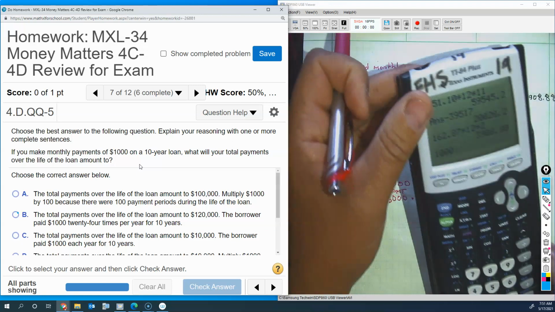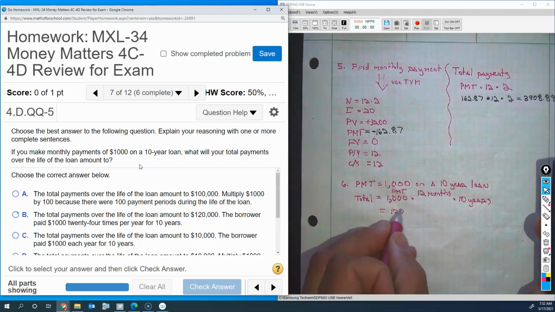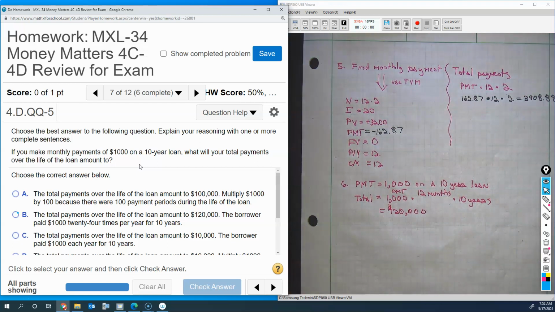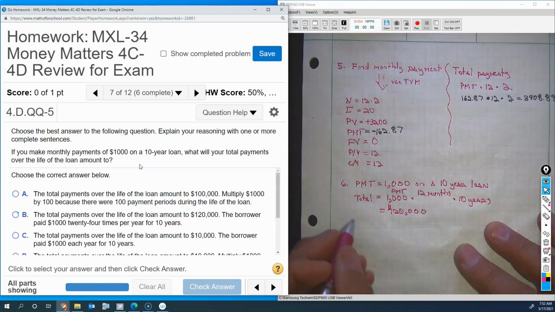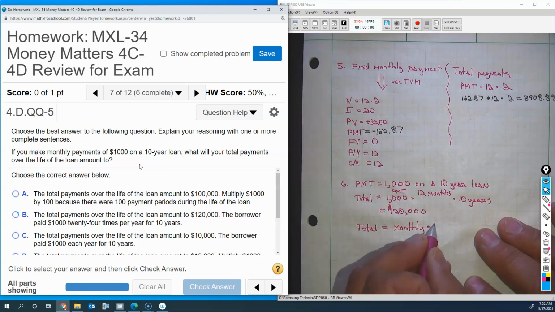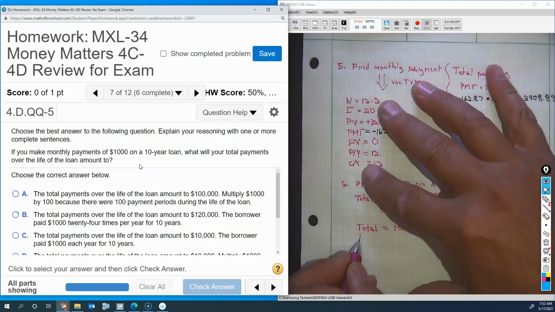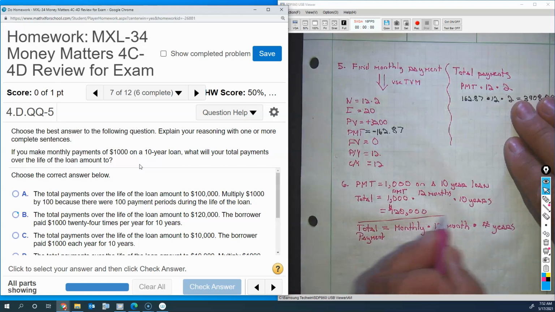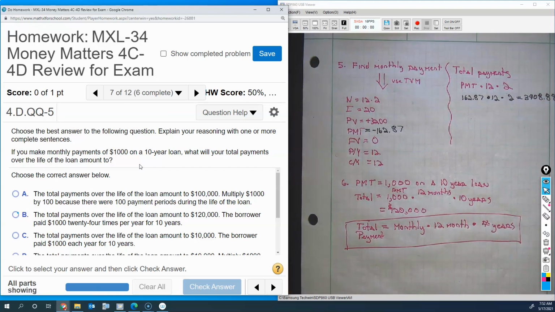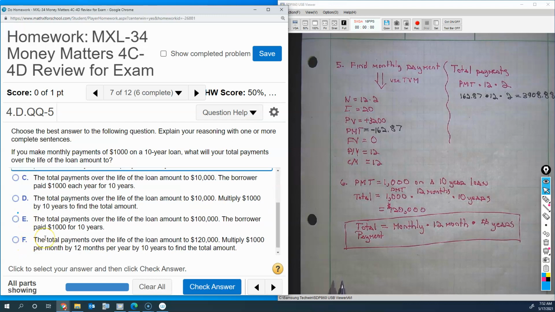So 1,000 times 12 times 10 is 120,000. So take your monthly payment times 12 months times the number of years, and that's how you get your total payment on any of these. Total payment is 120,000. Multiply 1,000 per month by 12 months by 10 years to find the total amount.